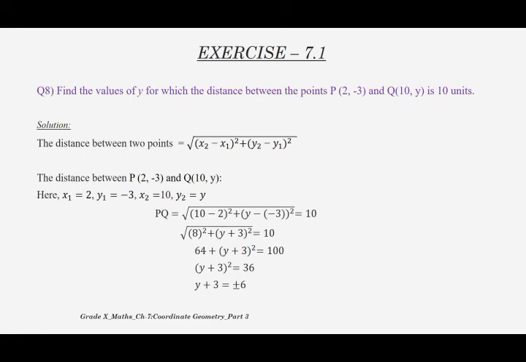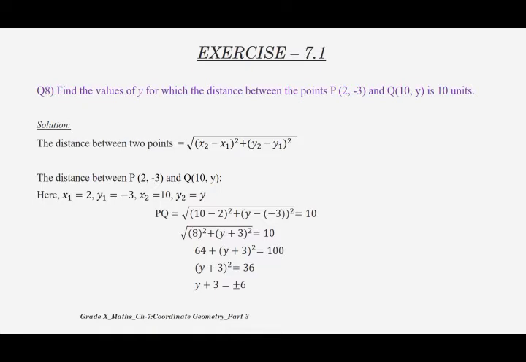Now let us see question number 8. Find the values of y for which the distance between the points P (2, -3) and Q (10, y) is 10 units. So in this question, the distance is given to us and one point is also given to us. One coordinate of the second point is missing. We have to find that. So first, we'll write the distance formula and then substitute it.